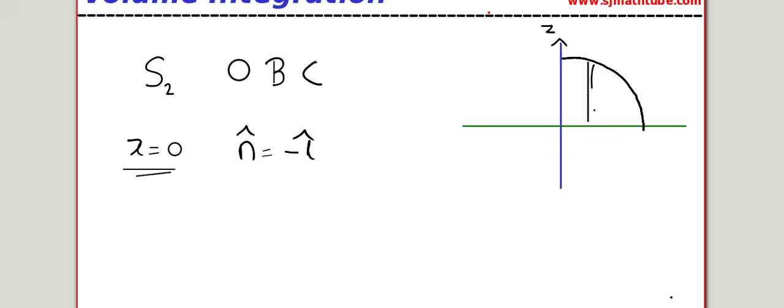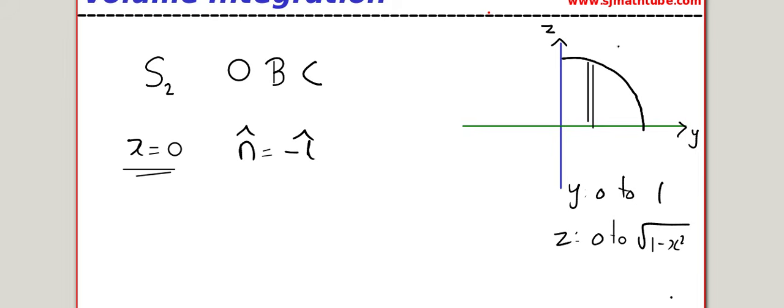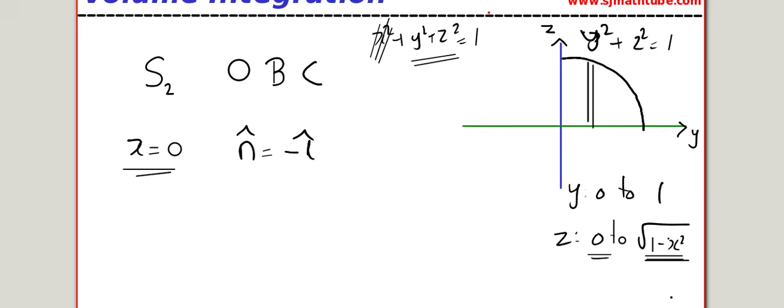And the limits of integration will be, this is the y-axis, y varies from 0 to 1, and z varies from 0 to root under 1 minus y square, because the circle will be, x will vanish, so y square plus z square equal to 1. The total sphere was x square plus y square plus z square equal to 1, but x will not be there, right? So it's like y square plus z square equal to 1, so z will vary from 0 to root under 1 minus y squared.